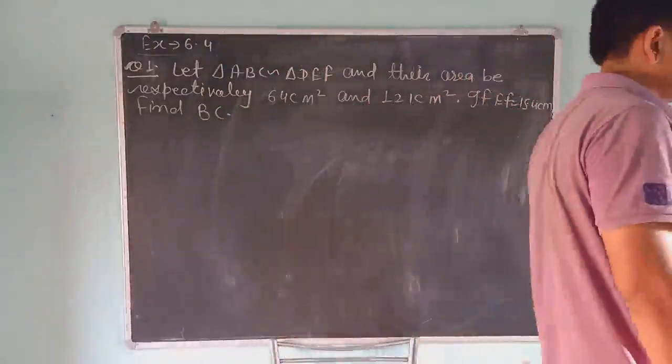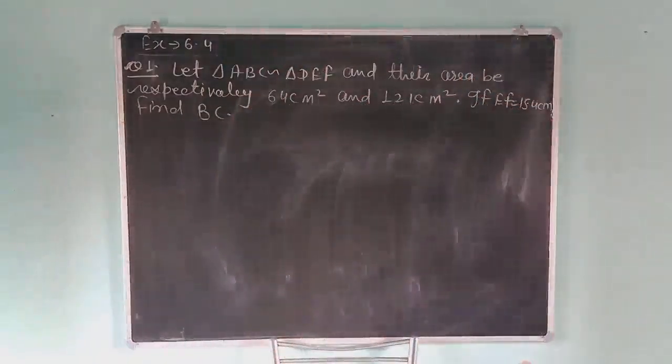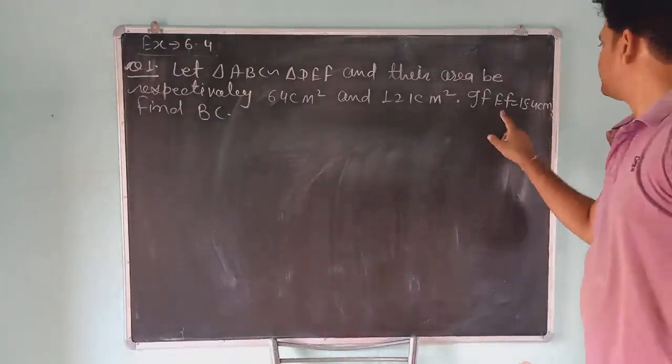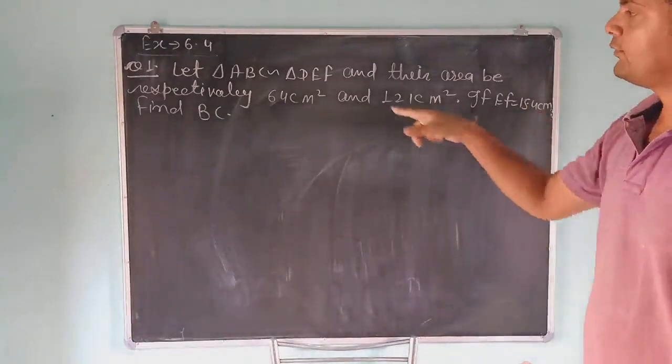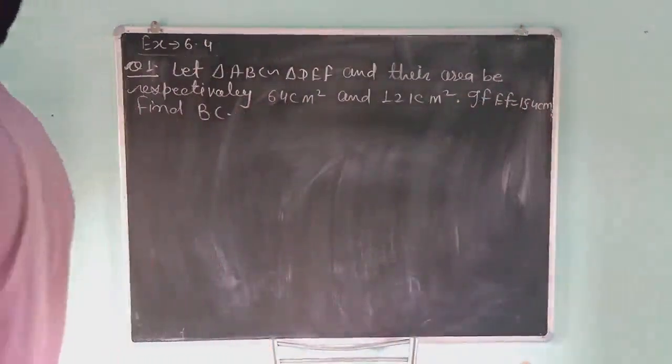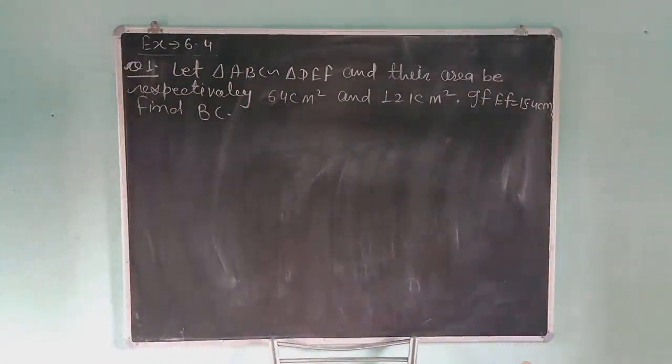According to the first question, we have two triangles ABC and DEF, both similar to each other, and the areas are 64 centimeter square and 121 centimeter square. If EF is equal to 15.4 centimeter, find BC. So students, we have to find BC. What is the value of BC?